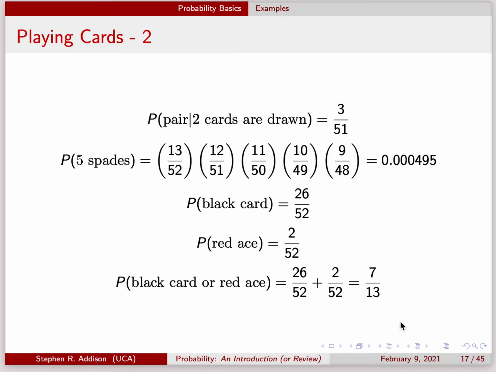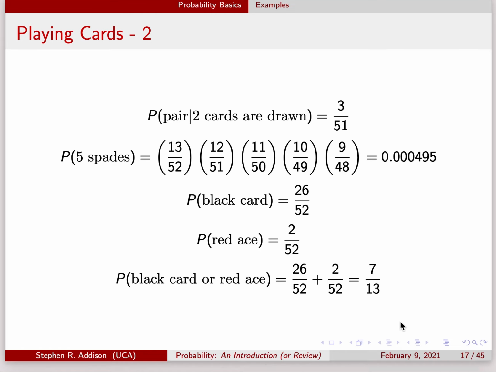And then we can compound those probabilities. They're disjoint events, so we add them. That gives us the probability of getting a black card or a red ace is 26 in 52 plus 2 in 52, which turns out to be 7 in 13 when you add those 2 numbers together. So that's that probability.